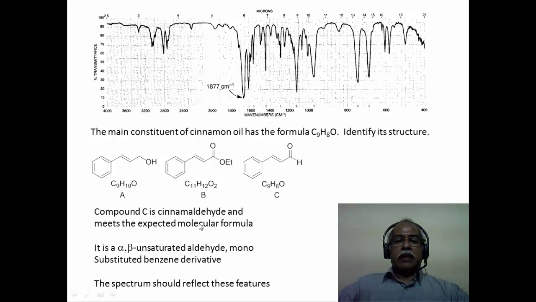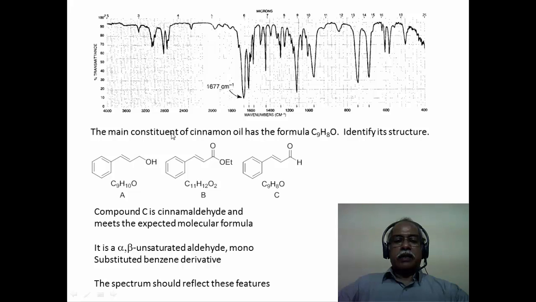Compound C is cinnamaldehyde and it meets the expected molecular formula, that is good, and it is an alpha beta unsaturated aldehyde and it is also a monosubstituted benzene derivative. So what one needs to look at in the, sorry, not the NMR, I keep saying NMR, this IR spectrum, is the aldehyde stretching frequency for an alpha beta unsaturated carbonyl functional group, and one needs to look at whether it is a disubstituted benzene derivative in terms of the out of plane bending mode of the monosubstituted derivative.